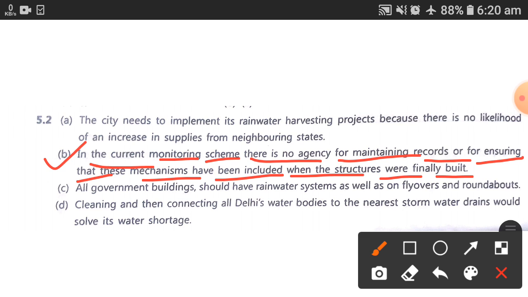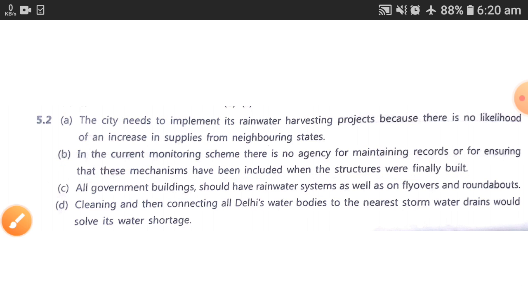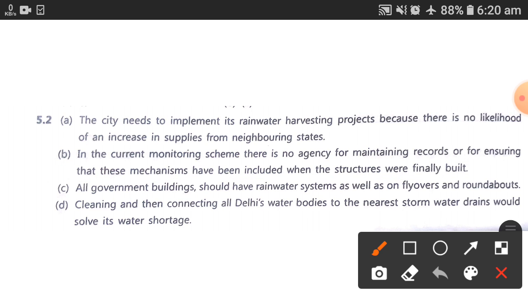So this is the answer to your second question, question number B. Hope you all have attempted that question. Now let's match your answers with the next question. Question number C, here is its answer: All government buildings should have a rainwater system, as well as on flyovers and roundabouts.